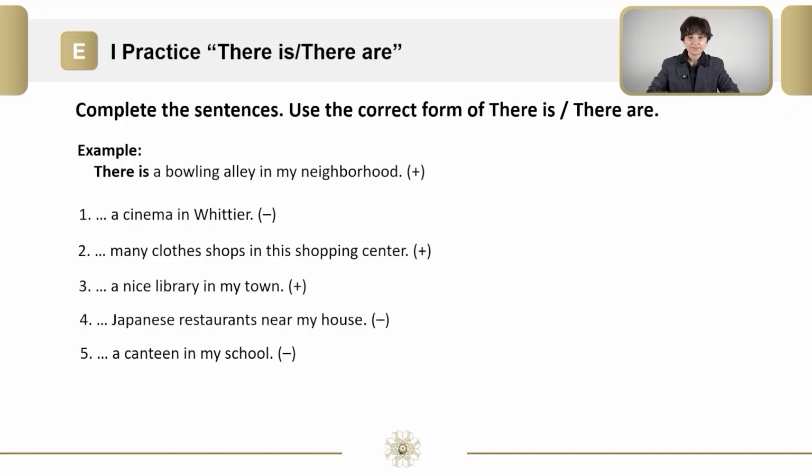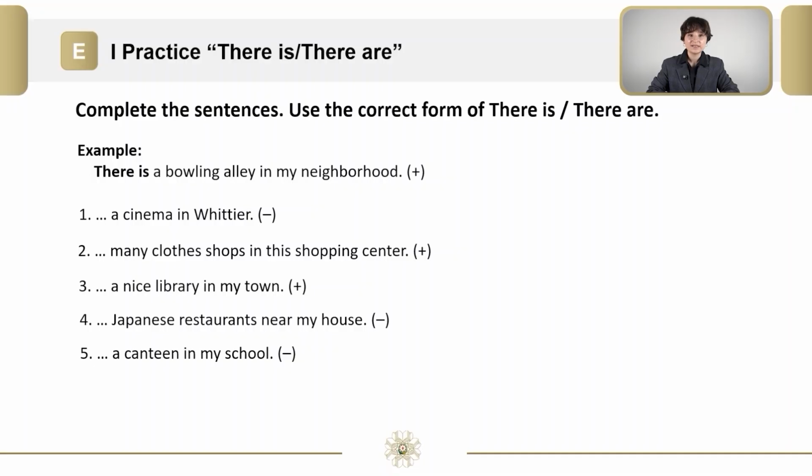Complete the sentences. Use the correct form of there is, there are. Before starting, let's read the example. There is a bowling alley in my neighborhood. If you see a plus, it means you need to write an affirmative sentence. If you see a minus, it means you need to write a negative sentence. Now stop the video and do the activity.